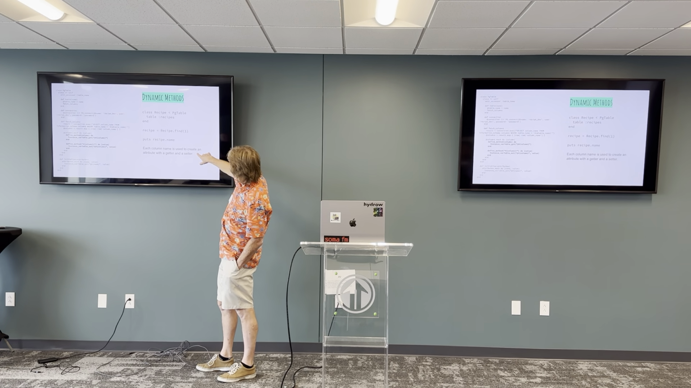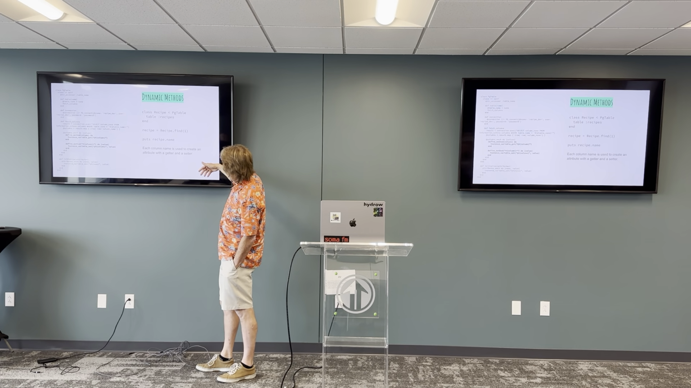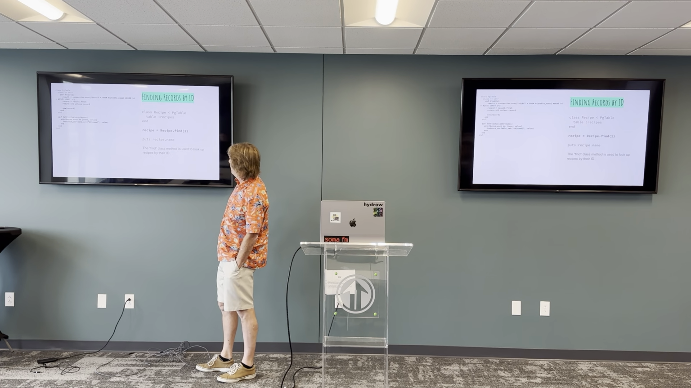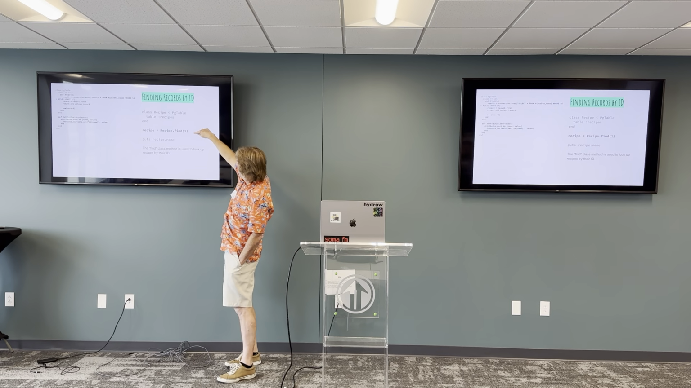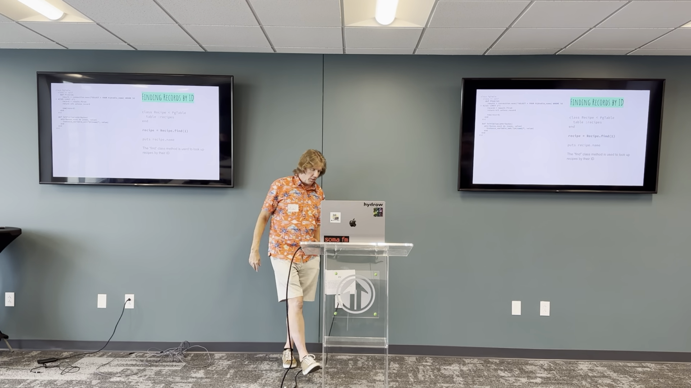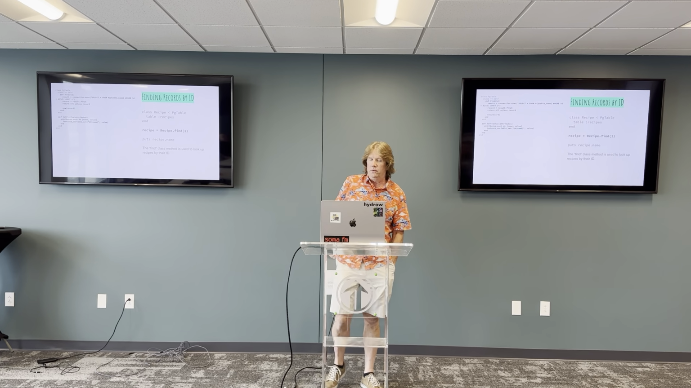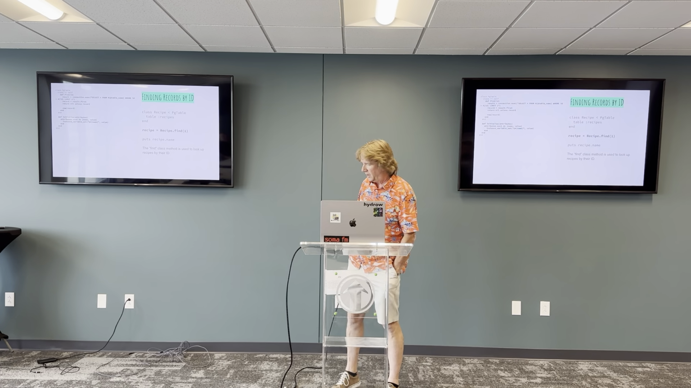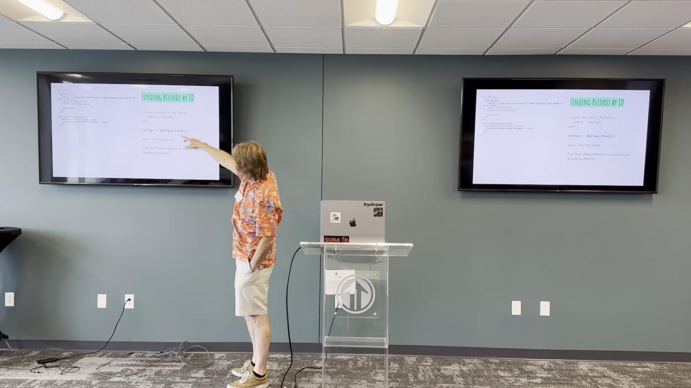So yeah, each column name is used to create an attribute with a getter and a setter, which is normal stuff, right? I create this find method. This is how everything works in Active Record. So you can go find a record based on the ID, and you can see the little bit of code there.